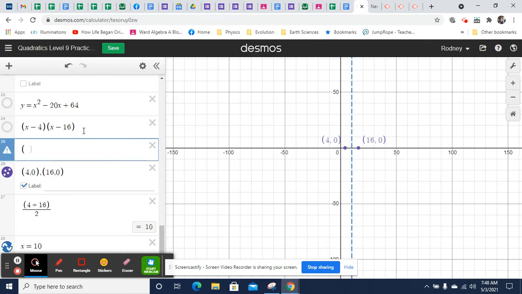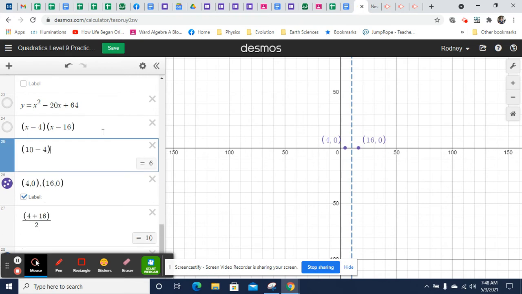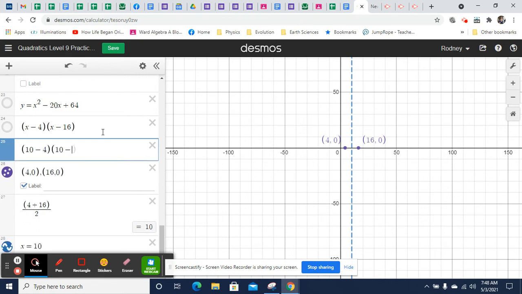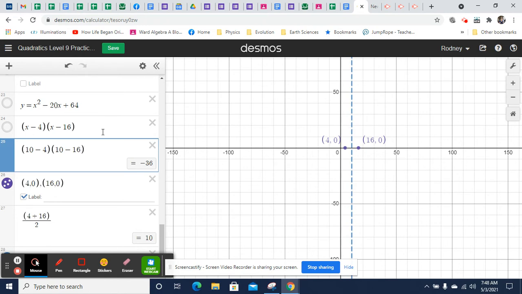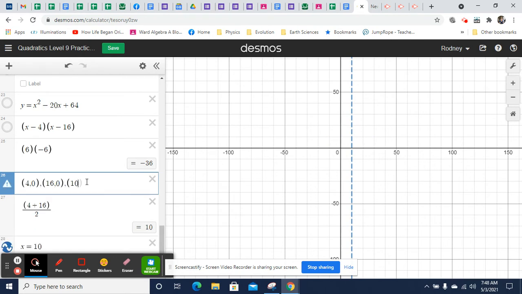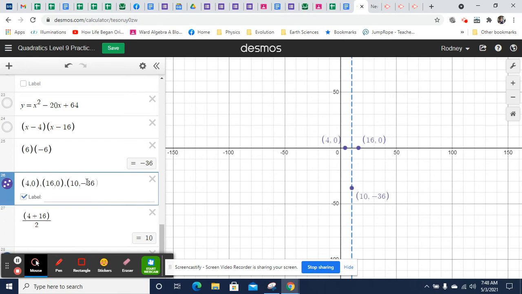Let's find out what the y output is. I could plug in 10 here or here. I'm going to use this one because it reveals a little more. 10 minus 4 times 10 minus 16. 10 minus 16 is going to be negative 6, and 10 minus 4 will be 6. And 6 times negative 6 will be negative 36. So I'm going to have another point at (10, negative 36). And there's my vertex.